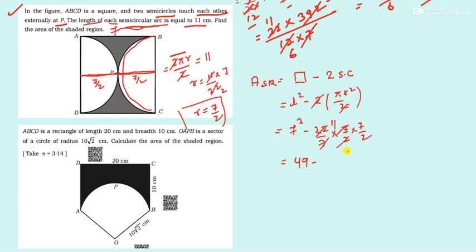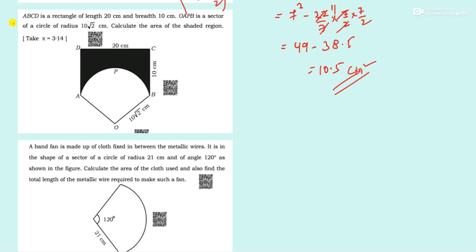What is 77 by 2? Yes, it is 38.5. So on solving it further, we get the answer as 10.5 centimeter square. That's all. Very simple. Next question is this one.